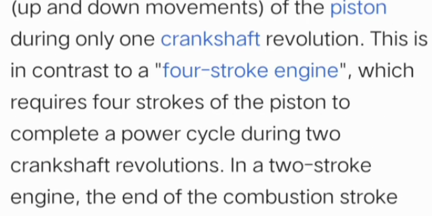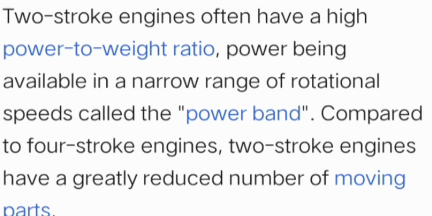A two-stroke or two-cycle engine is a type of internal combustion engine that completes a power cycle with two strokes, up and down movement of the piston, during only one crankshaft revolution. This is in contrast to a four-stroke engine, which requires four strokes of the piston to complete a power cycle during two crankshaft revolutions. In a two-stroke engine, the end of the combustion stroke and the beginning of the compression stroke happen simultaneously, with the intake and exhaust or scavenging functions occurring at the same time. Two-stroke engines often have a high power-to-weight ratio, power being available in a narrow range of rotational speed called the power band. Compared to four-stroke engines, two-stroke engines have a greatly reduced number of moving parts.